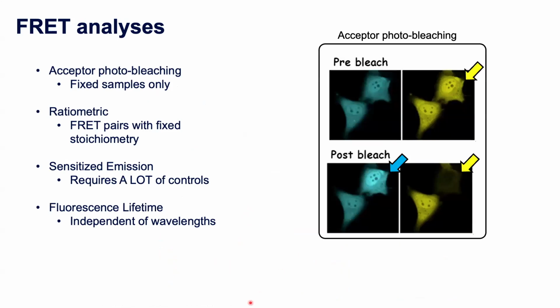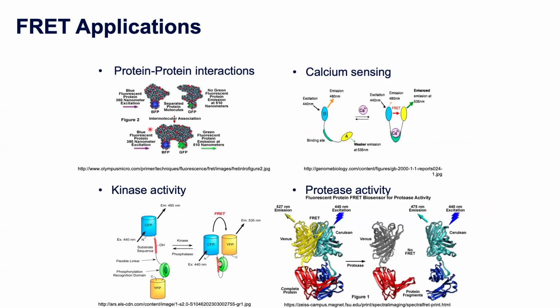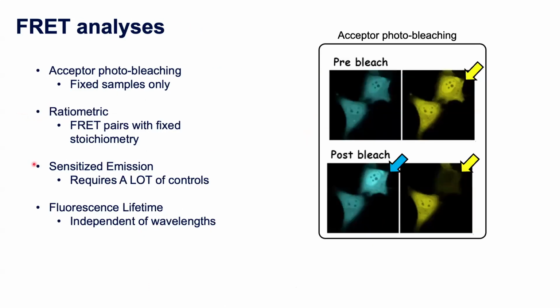In terms of FRET analysis, there are a number of different ways that we can look at this. So something called acceptor photobleaching. This ideally is only performed in fixed samples. So again, with a bit of mathematics, we can work out the FRET that's going on here. We have ratiometric imaging. So this works where FRET pairs have fixed stoichiometries. So for example, the kinase or the calcium here, we always know we've got 1-to-1 for acceptor and donor in that model, in which case we can do a simple ratiometric imaging.